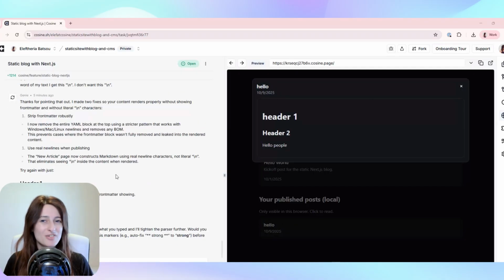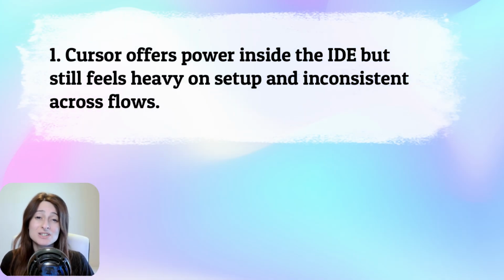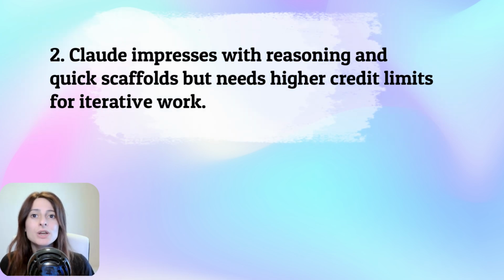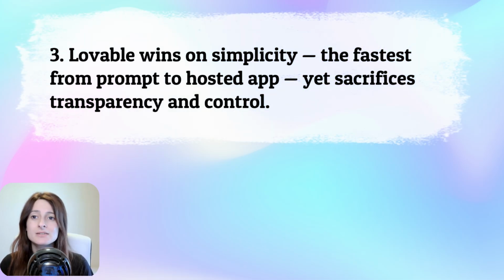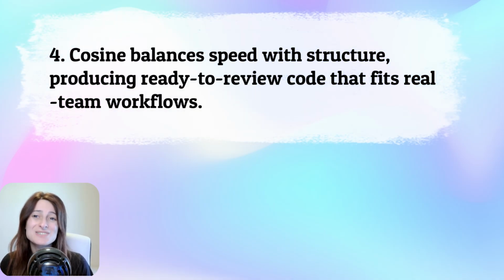And here are my final thoughts. Each tool showed its strengths. Cursor offers power inside the IDE but still feels heavy on the setup and inconsistent across flows. Claude impresses with reasoning and quick scaffolds but needs higher credit limits for iterative work. Lovable wins on simplicity yet sacrifices transparency and control. And then, yes, we have Cosine. Cosine balances speed with structure, producing ready to review code that fits real team workflows.